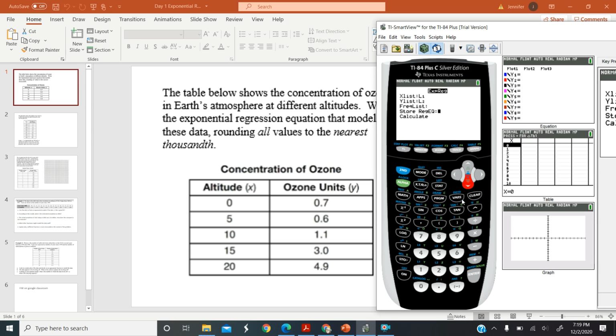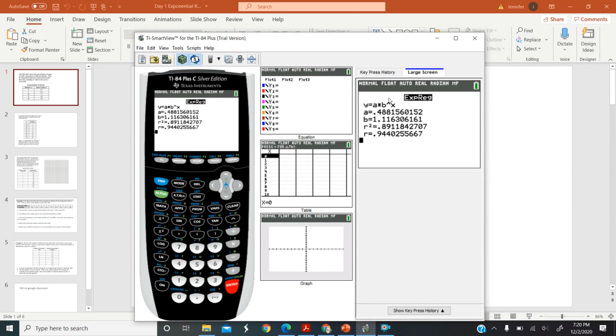So for store reg EQ, I'm going to hit vars for variables, and then I want to go over to get to y variables right there. And then I'm just going to press enter on function and press enter on y1. And so that's everything I need to calculate this regression equation, so I'm going to press enter. And then it'll bring this up for you. So what I'm going to do is I'm going to copy this over so that I can put it in our slides, and then I'll show you what to do from there.